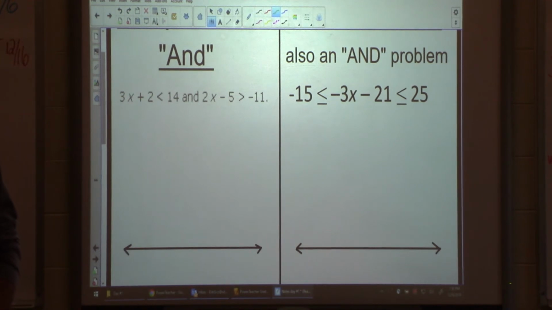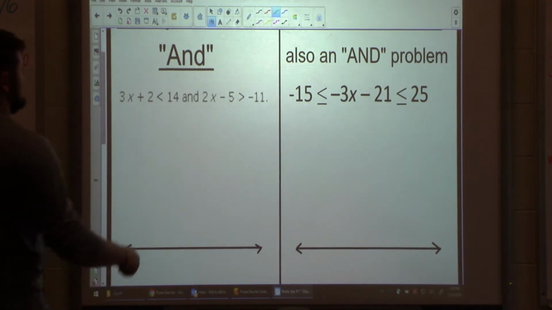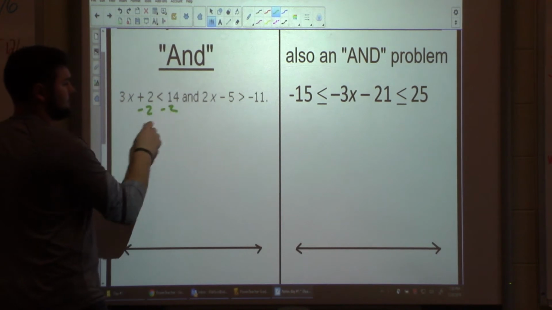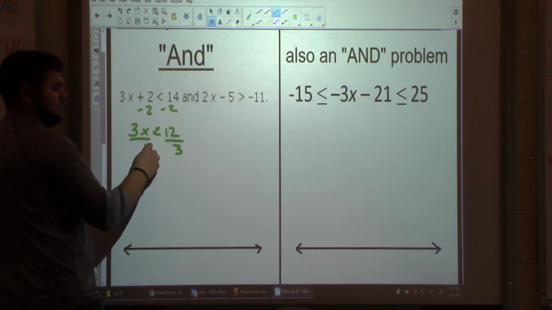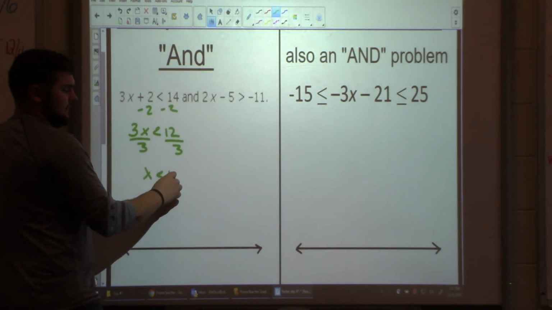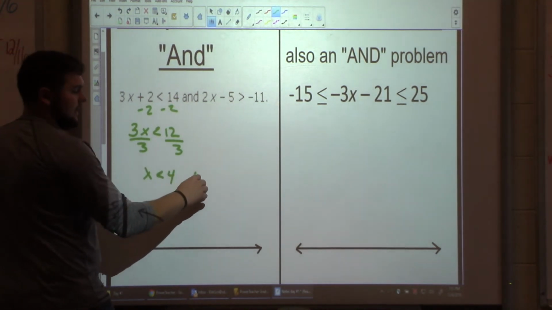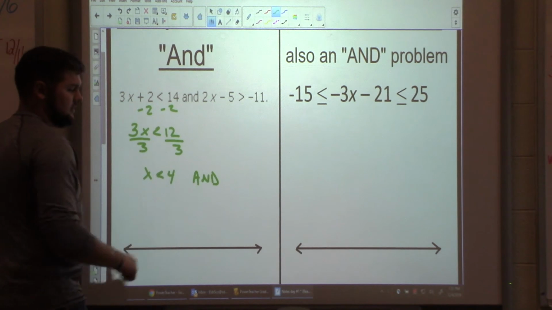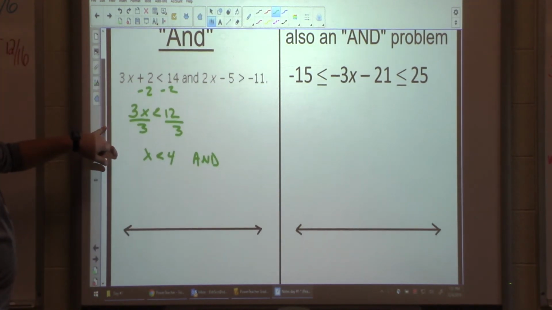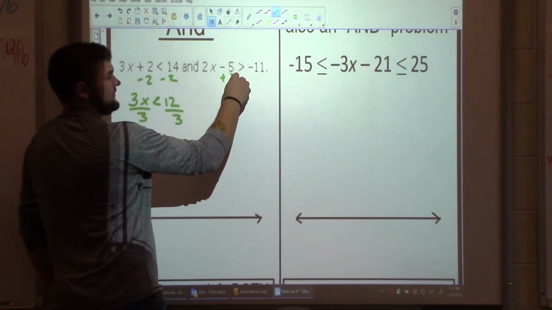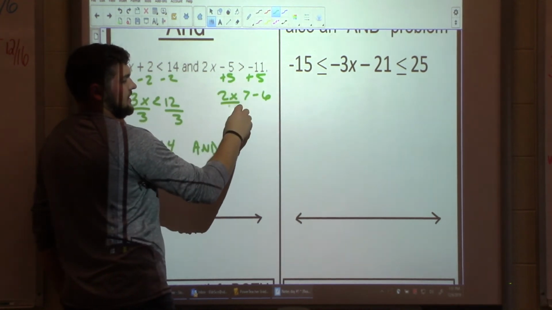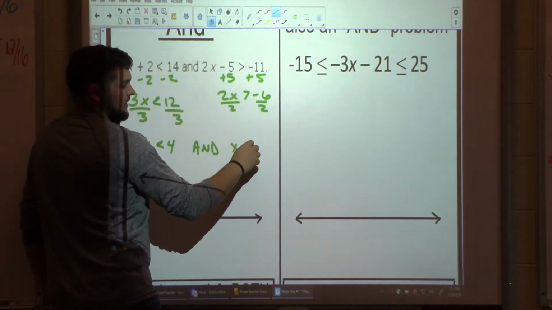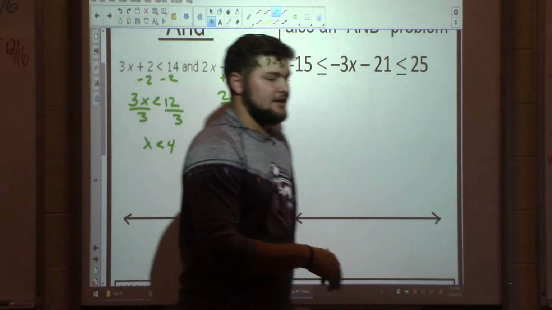Do them separately, right? So, subtract 2. 3x is less than 12. Divide by 3. X is less than 4. And plus 5. 2x greater than negative 6. Divide by 2. X is greater than negative 3.